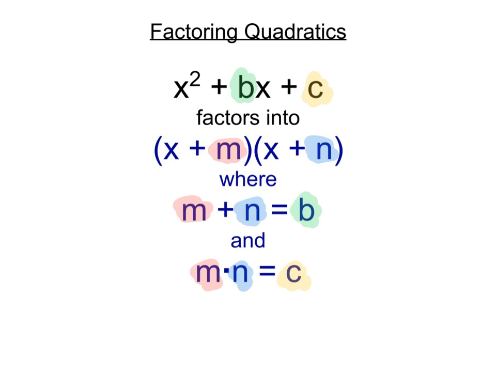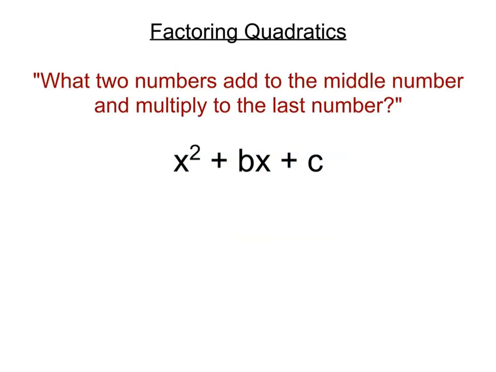But I said that for some of you, this is a good way of looking at it. For others of you, this is just a whole lot of letters. So another way you could describe this is this way. In order to factor quadratics, we ask that question. What two numbers add to the middle number, which is the b value there, and which two numbers multiply to the last number, the c?